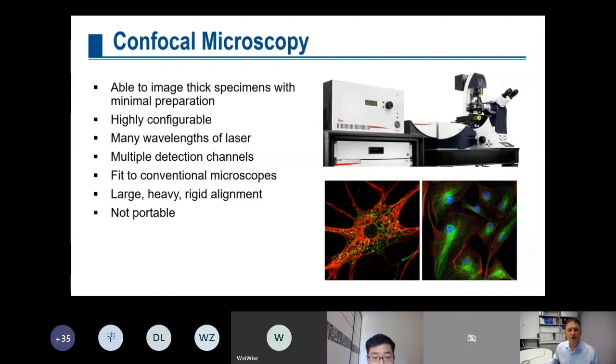Benchtop confocal microscopes are highly configurable and usually have a number of different laser wavelengths available and multiple detection channels. They generally fit to conventional optical microscopes, but they are very large, heavy pieces of equipment, usually set up on an optic bench to keep everything in rigid alignment, so they are not portable.